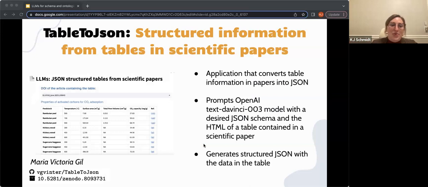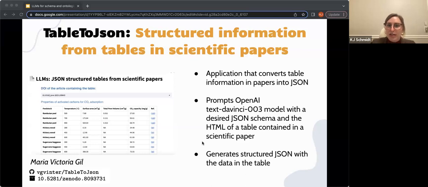And my last project I want to highlight is called Table to JSON. This is structured information from tables in scientific papers. It's an application that converts table information in papers into JSON. It prompts an LLM with a desired JSON schema and the HTML of a table contained in a scientific paper, and generates structured JSON with the data in the table.